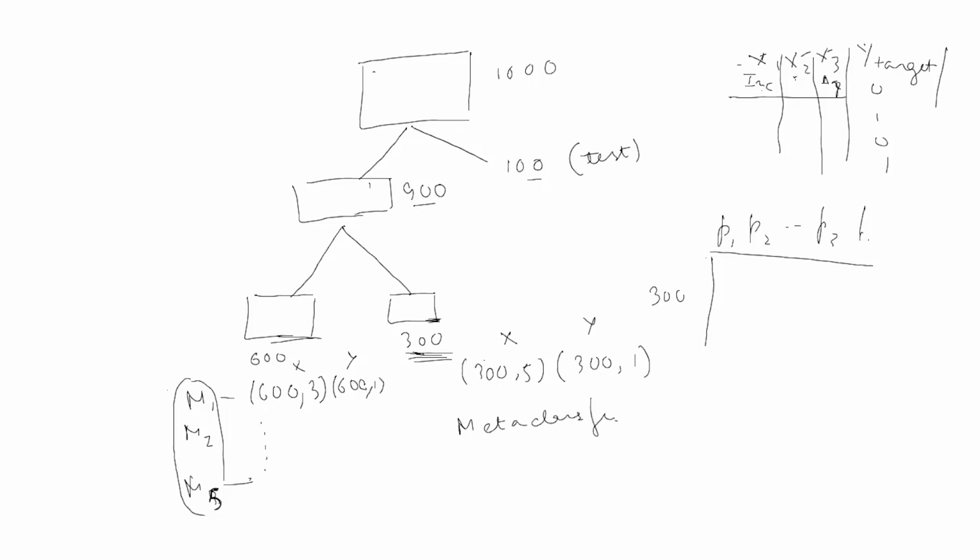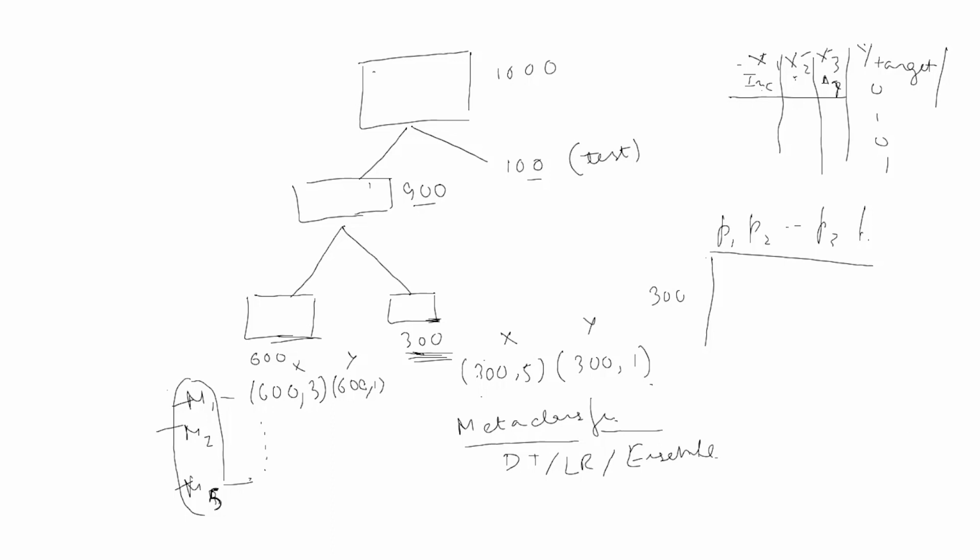Now again your M1, M2 could be decision trees, logistic regressions. Same for the meta classifier, it could be a decision tree, it could be logistic regression, it could be an ensemble in itself, it could be whatever you may want, anything that basically classifies, right? So that's what you need here. So it would be trained on 300 comma 5 and 300 comma 1, right?